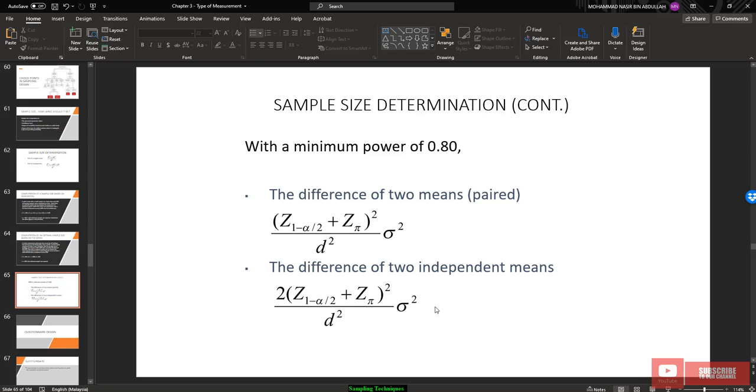Most recently, we are looking into calculating sample size based on the type of statistical method that you want to use, right? So that one is the most recent one.